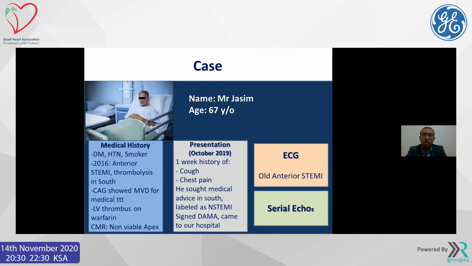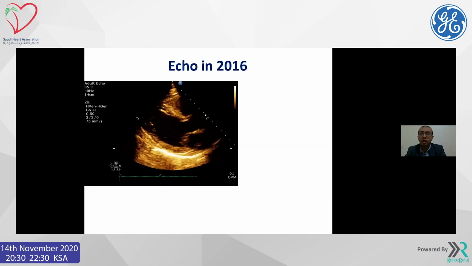He presented to our hospital in October 2019. His complaint was a 1-week history of cough and chest pain. He sought medical advice in the south. There was troponin leakage, and he was labeled as non-STEMI with this chest discomfort. He signed DAMA and came to our hospital. His ECG showed old anterior STEMI, and let's review his serial echoes together. This is his echo in 2016. This is the parasternal long axis.